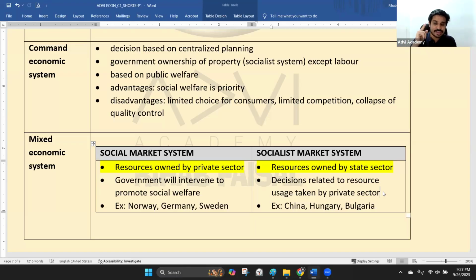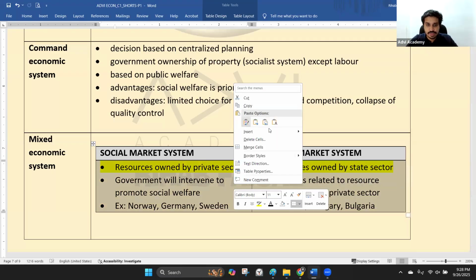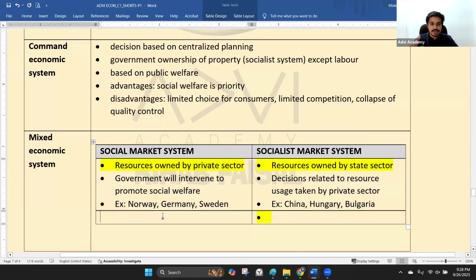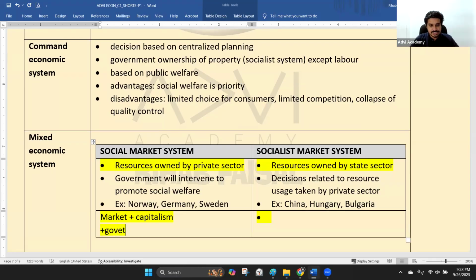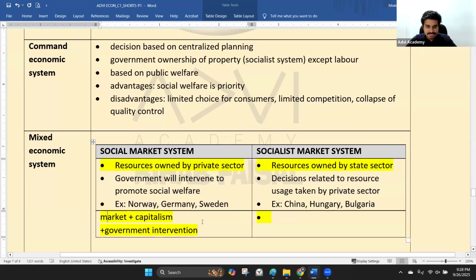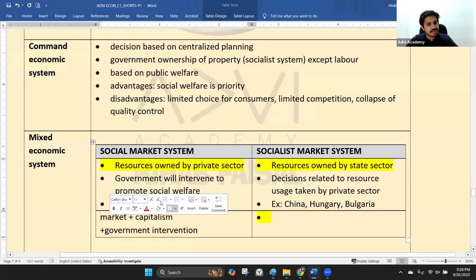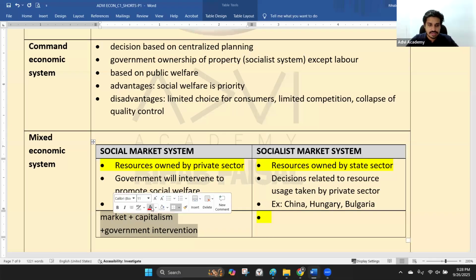Social market is the other way around. So, think of it this way. Let me put it here. This is social market: market plus capitalism plus government intervention. You can remember it like that. It has the market, free market or the market system, plus capitalism plus government intervention. So it is more towards the market, but the advantage of government intervention is also there.